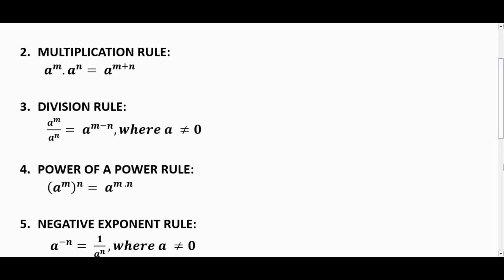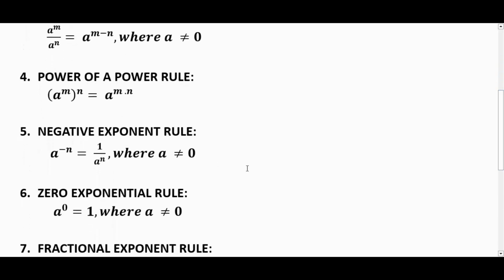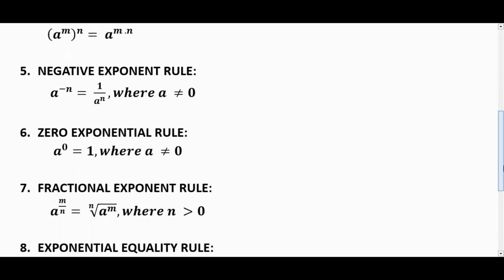We have the negative exponents rule, whereby if a is raised to negative n, this simply means 1 over a to the n. That is all you need to do. So take note of this rule. We also have the zero exponent rule, which states any number raised to the power of 0 is equal to 1, provided that a is not equal to 0. That is the zero exponent rule. Take note of that. Any number raised to the power of 0 is equal to 1.